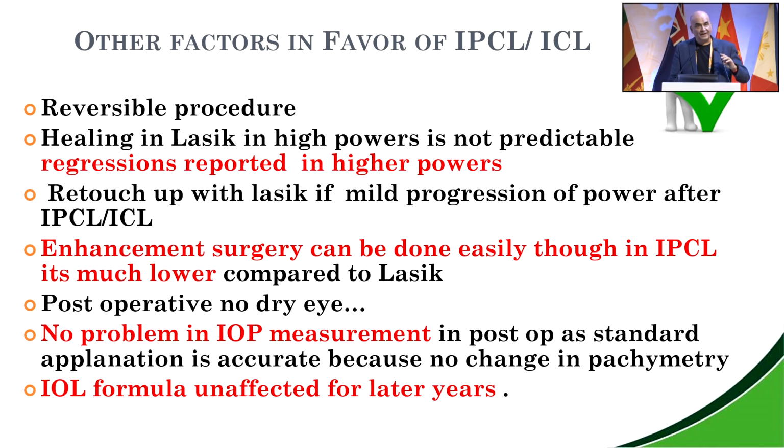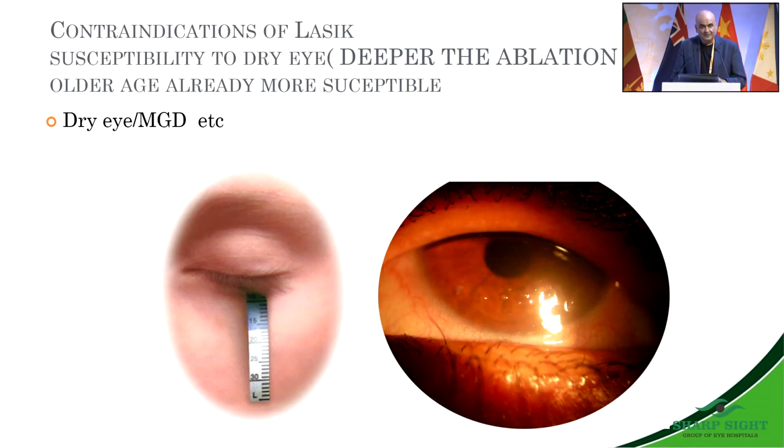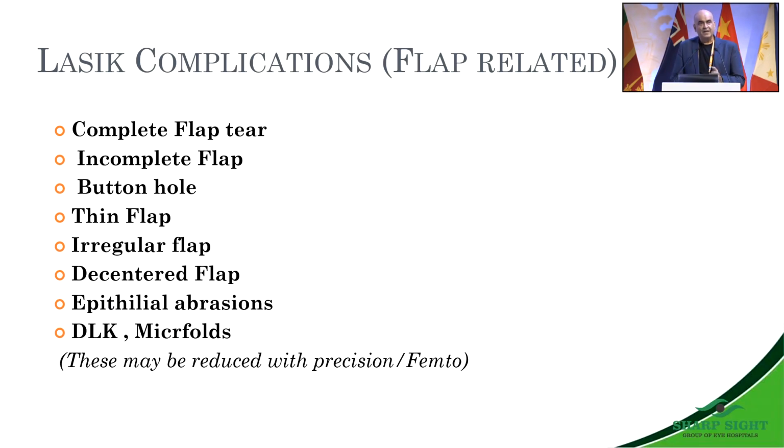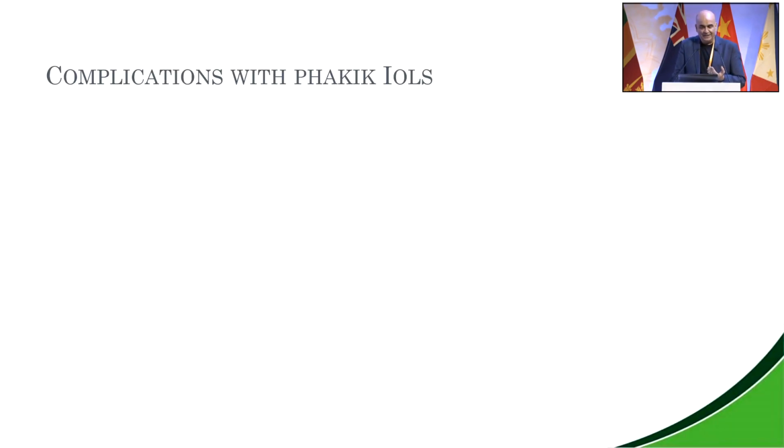So what are the factors in favor of phakic lenses? It's a reversible procedure. God forbid something is not okay, the patient is not happy, you can reverse it. You can top it up, exchange the lens, you can do an enhancement. There are no postoperative dry eyes, there are no IOP measurement problems. So these are the issues which you don't need to deal with if you jump to a phakic lens practice. Complications of LASIK, of course, are rare, but yes, you can avoid all these.